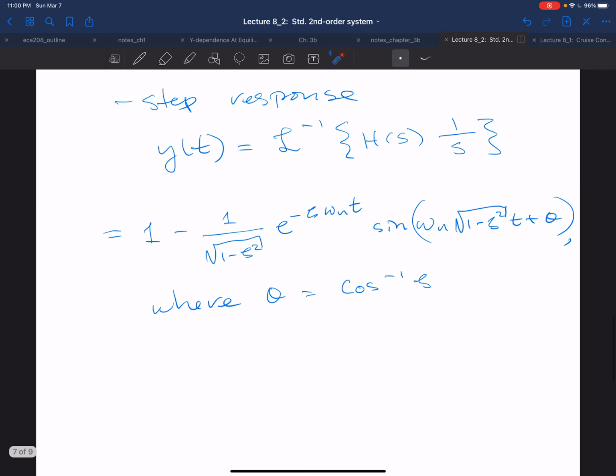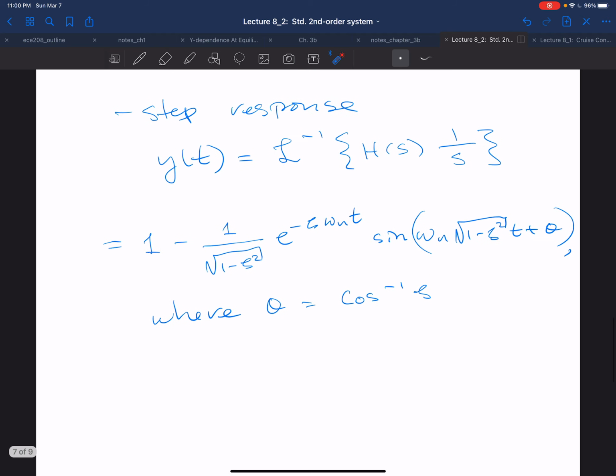And of course, that's true of the step response as well, since the step response is just the integral of the impulse response. Here's that e to the minus zeta omega n t, which decays at a rate according to the real part of the pole, minus zeta omega n. Here are our sinusoidal oscillations in this case.